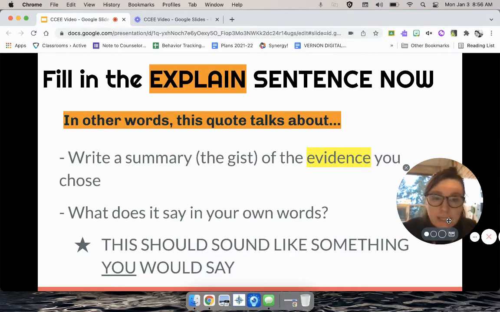Explain is a sentence, the orange one, where you literally write a summary of the evidence you chose, or the yellow. A summary has to be in your own words, and you just tell us in one sentence, what does the text say? Write the summary or the gist of the quote. I've got an example here on the next slide that I'm going to show you. But a good sentence frame to use is, in other words, this quote talks about blank. And then you just sum up what the yellow or the direct quote says.